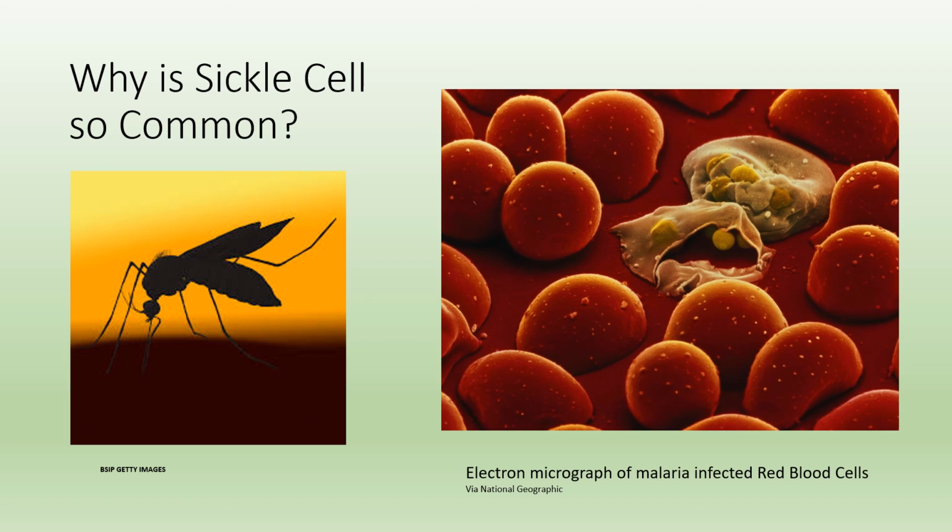Okay, so that was looking at sickle cell anemia as an example of a genetic disorder. Hopefully that helps you understand how genetic disorders are passed along and persist.